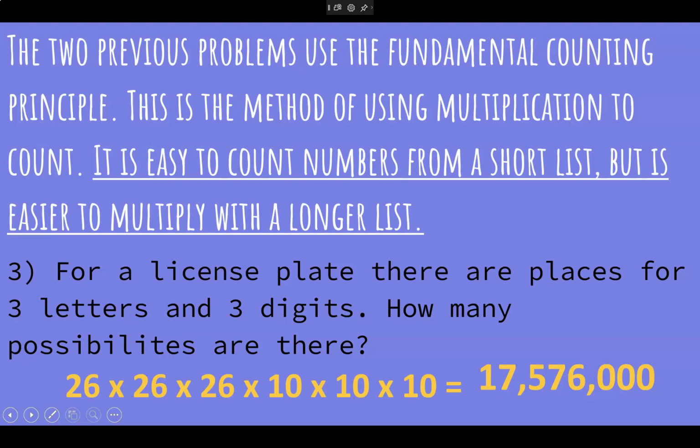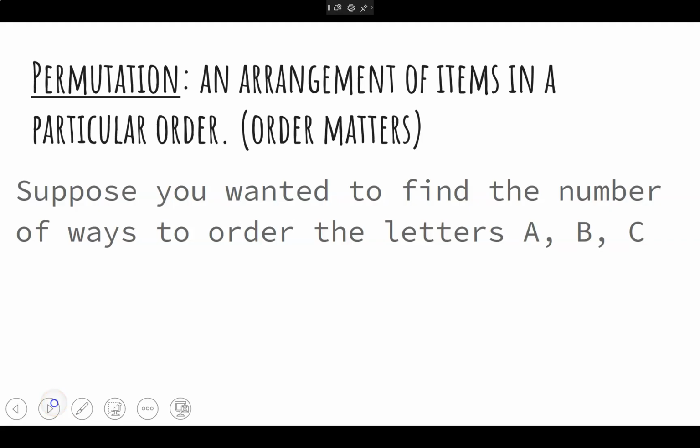This is a very basic combination where there wasn't really much other detail to go by. Now we are going to do permutations. A permutation is an arrangement of items in a particular order. So order does matter, which means things can't repeat. Suppose you want to find the number of ways to order the letters A, B, and C. I can't go A, B, B, B. I use each letter once. How many possible ways can I arrange those letters?